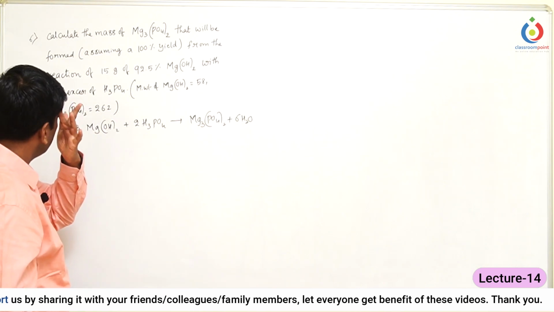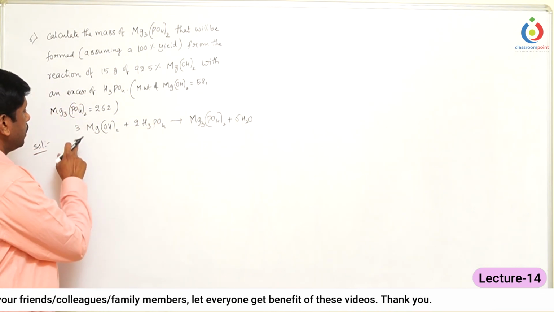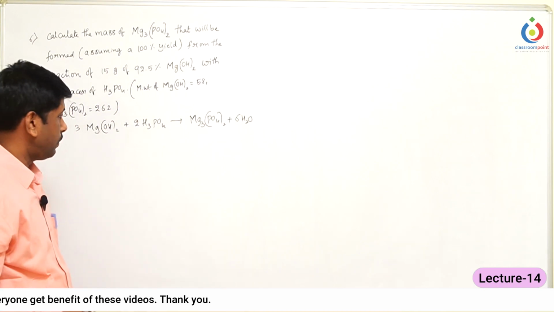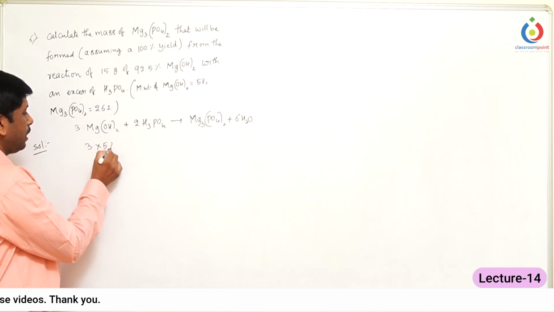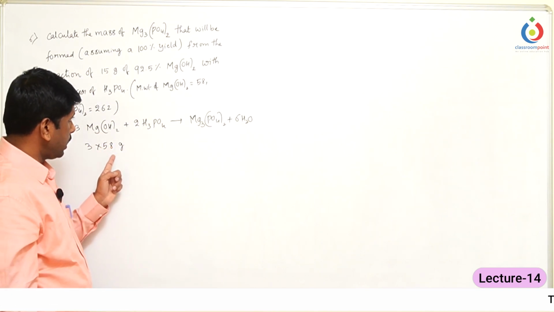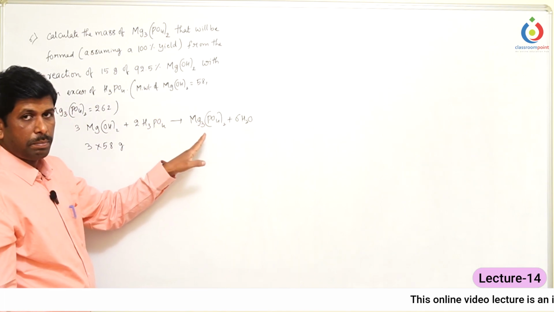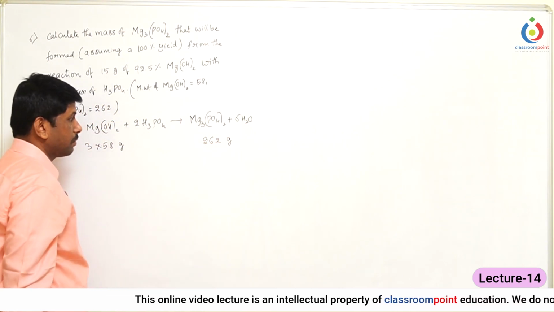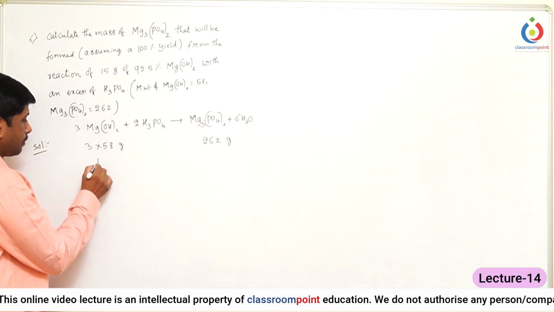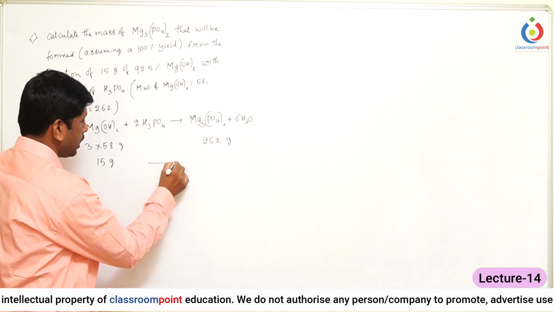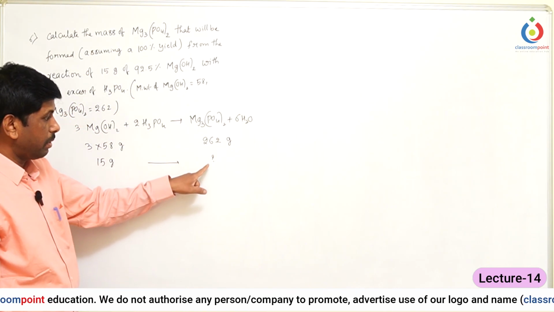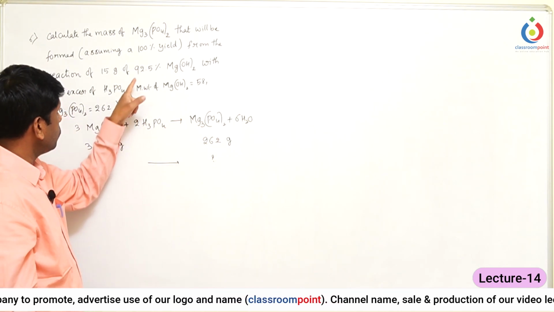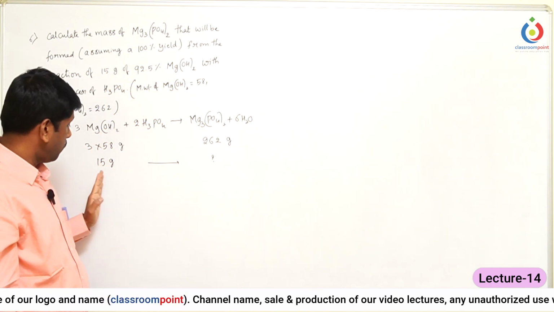So the solution here, according to the balanced equation, 3 moles of magnesium hydroxide, each with molecular mass 58. That means 3 into 58 grams of magnesium hydroxide is reacting, and only 1 mole of magnesium phosphate is formed here. 1 mole of magnesium phosphate has molecular mass 262 grams. Then they are asking how much magnesium phosphate 15 grams of magnesium hydroxide can produce. Remember that the magnesium phosphate is not coming from pure magnesium hydroxide; it is coming from only 92.5% of it.